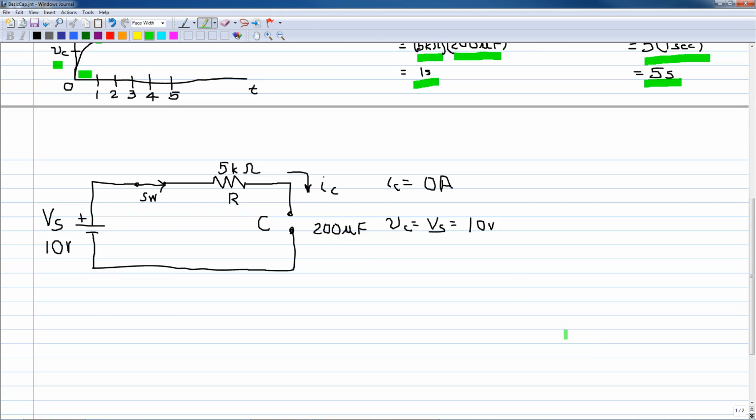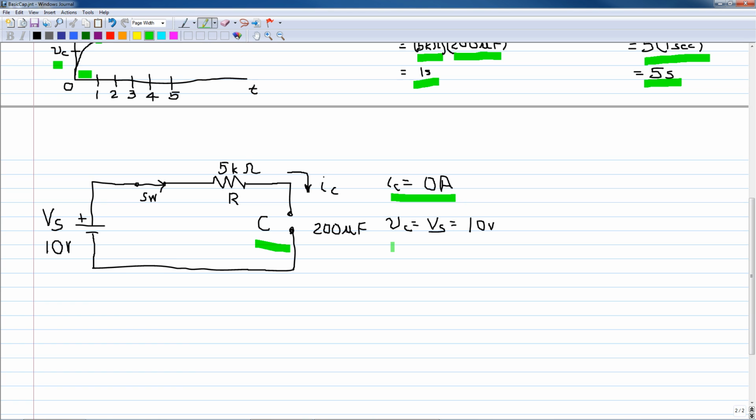Once the capacitor has reached its final voltage, the capacitor acts like an open circuit, so no additional current can flow in the circuit. So that means that I sub C, or the current in the circuit, is equal to 0 amps.